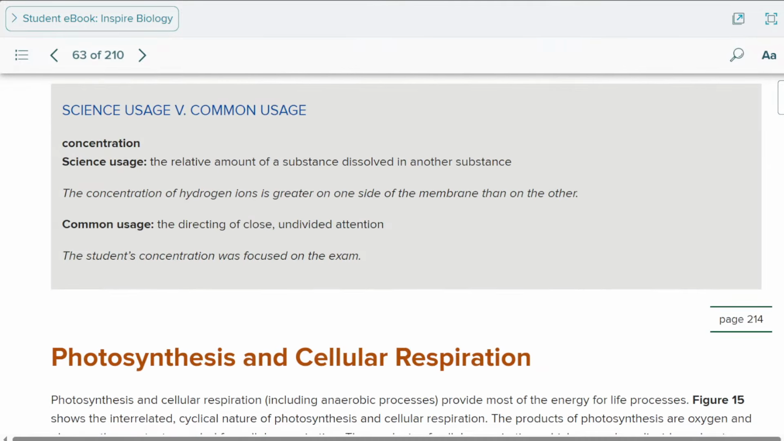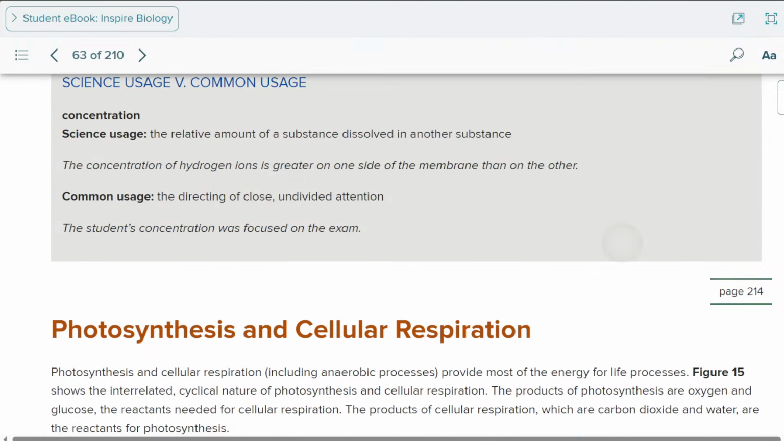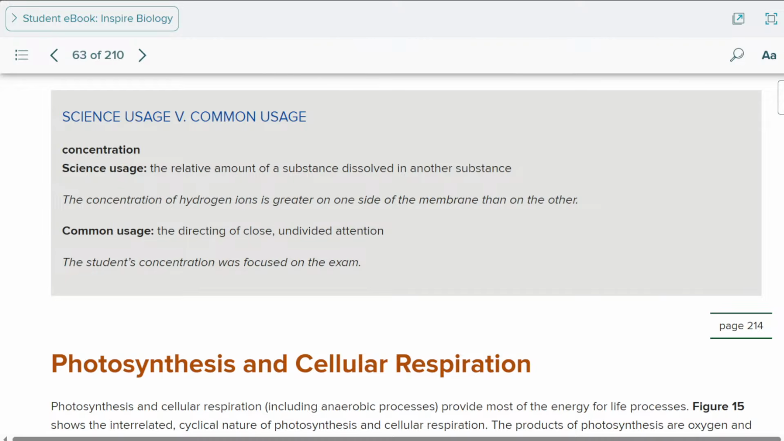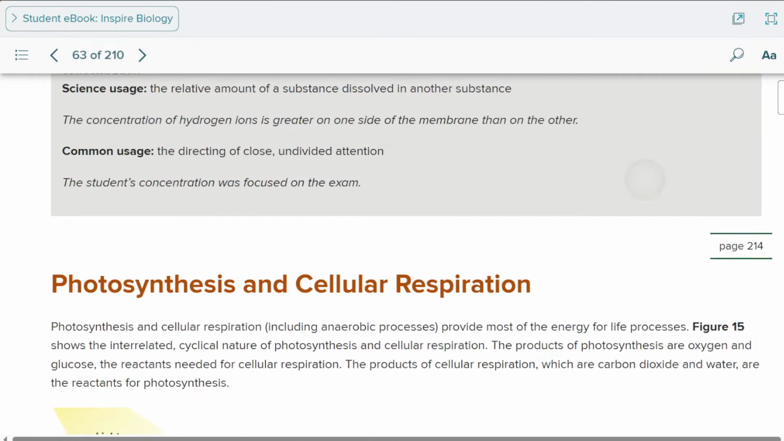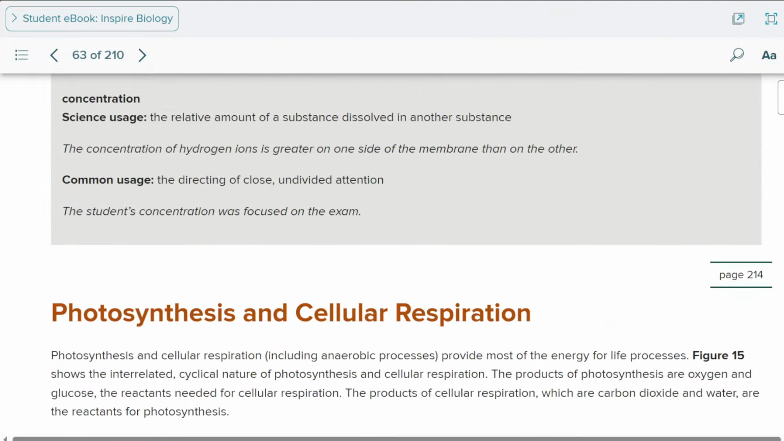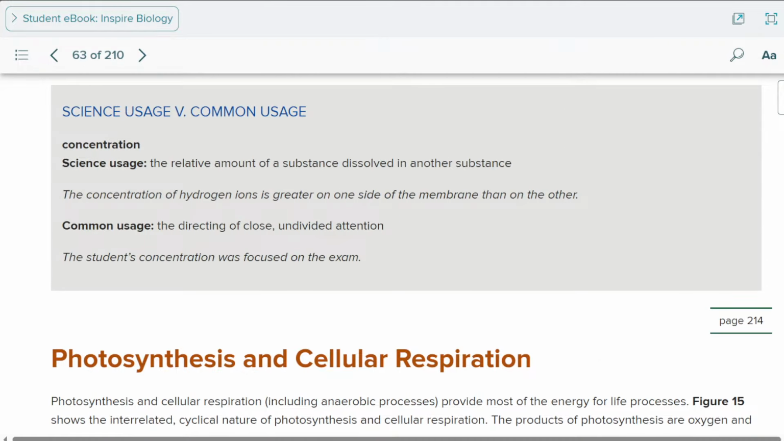So, science usage versus common usage. In science, this is relative to the amount of substance dissolved in another substance. The concentration of hydrogen ions is greater on one side of the membrane than the other. In common usage, the directing of close undivided attention: the student's concentration was focused on the exam. Oh, it's the word concentration. I was wondering what they were talking about.